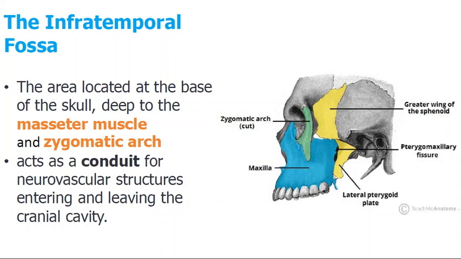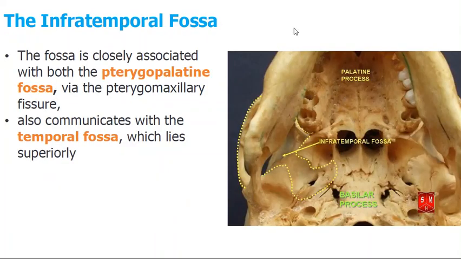This fossa or space acts as a portal or conduit for the neurovascular structures entering and even leaving the cranial cavity. The fossa also has communication with what is called the pterygopalatine fossa, more deep here, through what is called the pterygomaxillary fissure.